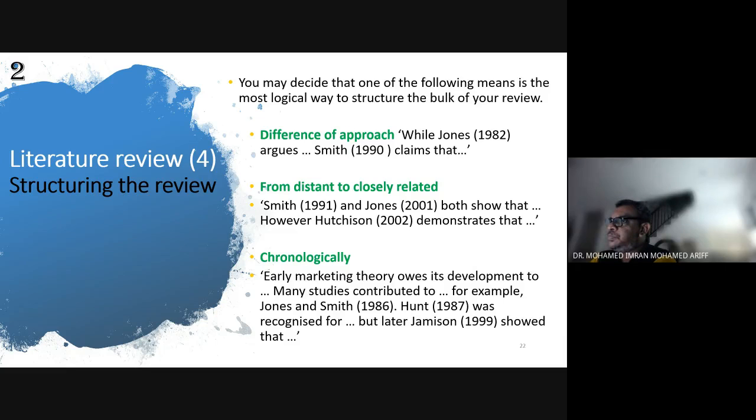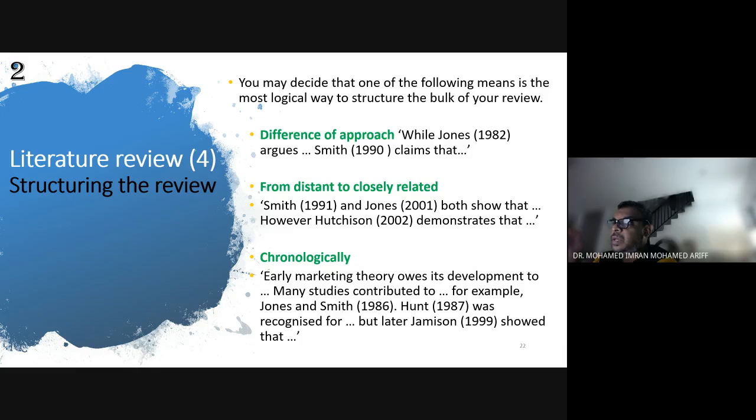Distant to closely related. 1991, Smith, 1991, and Jones both showed that something, and again it was demonstrated by somebody else. So ada distance there, tapi they are related. Okay? They are related. Kenapa dia buat benda ni? This is also something questionable. Kenapa buat tiga kali? That means there is something important about this sampai 3 orang cakap benda yang sama. Smith pun cakap benda yang sama, both show, Smith and show, and demonstrate balik benda tu. So that means there is something very, very important that these 3 people are doing it in a very short period of time.